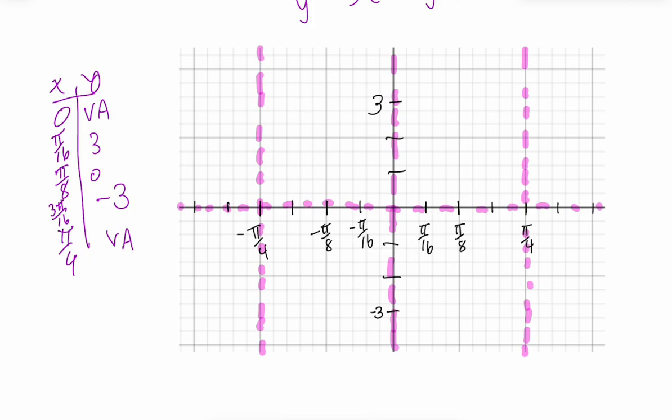We hit the middle line, smack dab in the middle of the asymptotes. So at pi over 8, we hit the middle. At -pi over 8, we hit the middle. Here we hit the middle. Here we hit the middle.